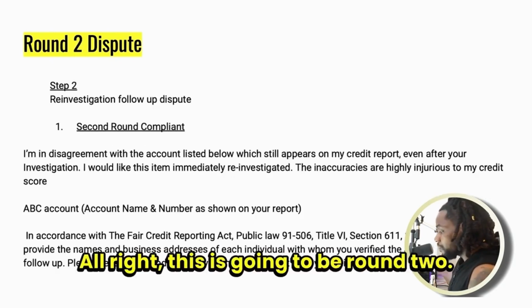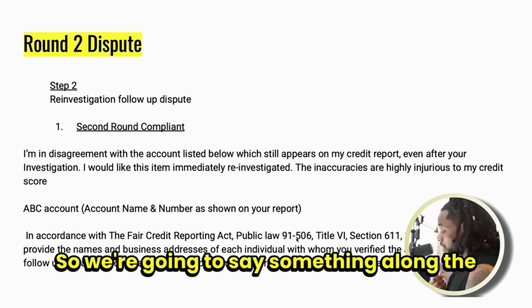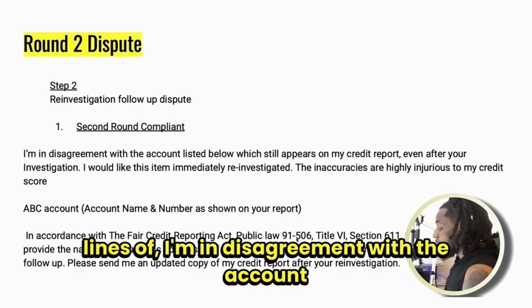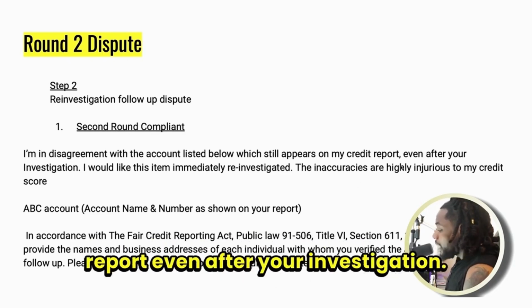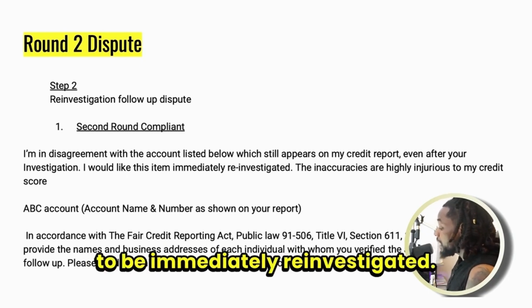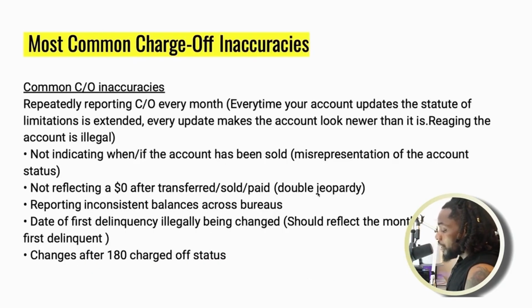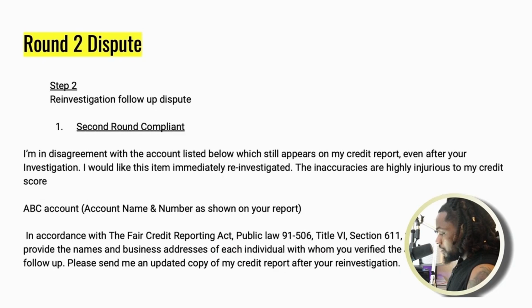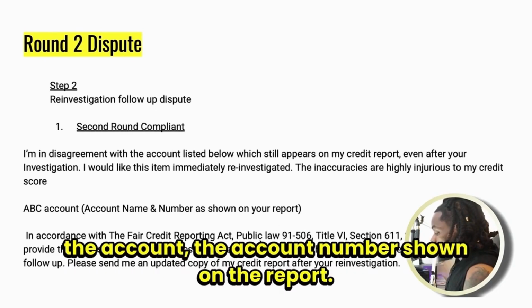All right. This is going to be round 2, step 2. We're going to ask them for a reinvestigation. So we're going to say something along the lines of, I'm in disagreement with the account listed below, which still appears on my credit report. Even after your investigation, I would like this item to be immediately reinvestigated. The inaccuracies are highly injurious to my credit score. Sorry about that, guys. All right. And then you're going to put the name of the account, the account number shown on the report.